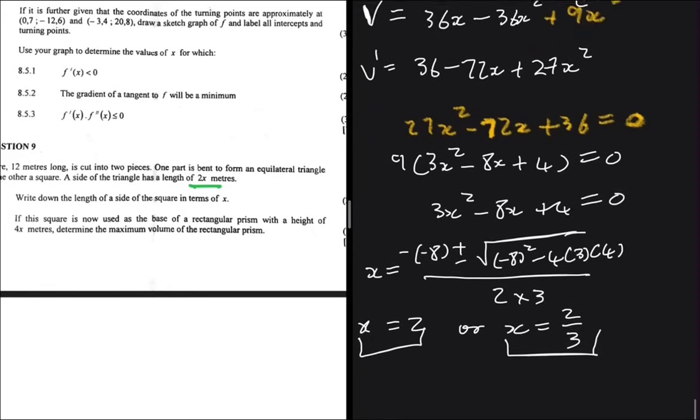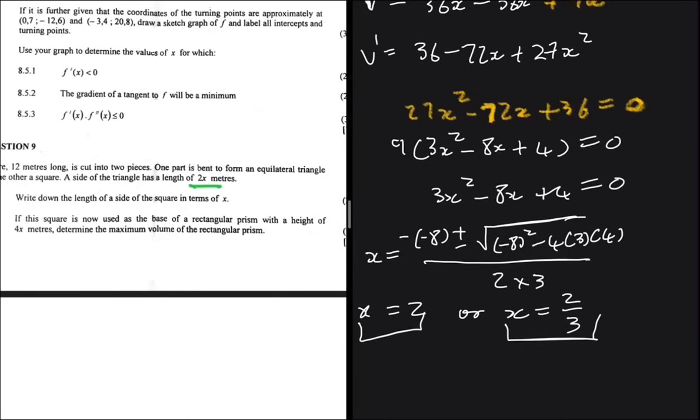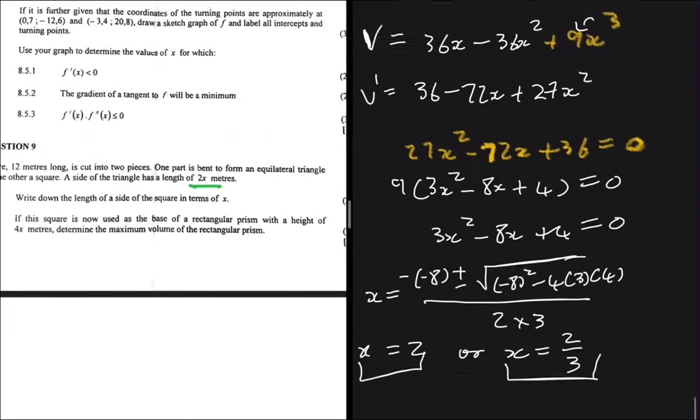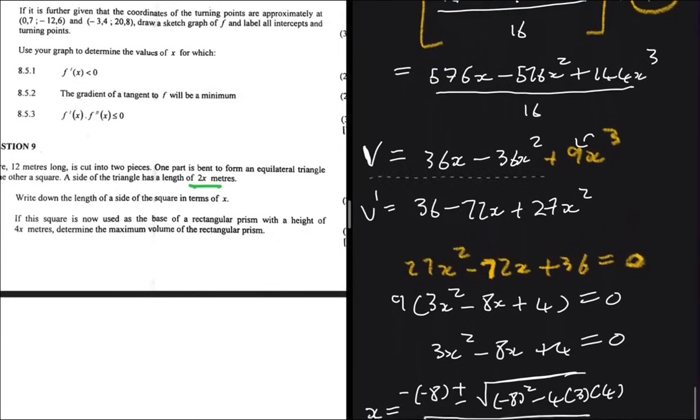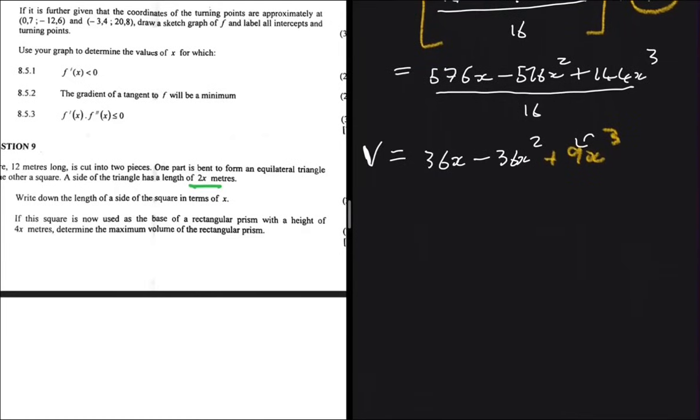So I'm getting x is equal to 2, and the other value of x is 2 divided by 3. One between these two values is supposed to be a maximum, and the other one a minimum, and we're looking for the maximum. So let's substitute x equals 2 and x equals 2 divided by 3 in our equation for the volume and see what we get. The equation for the volume is right here.